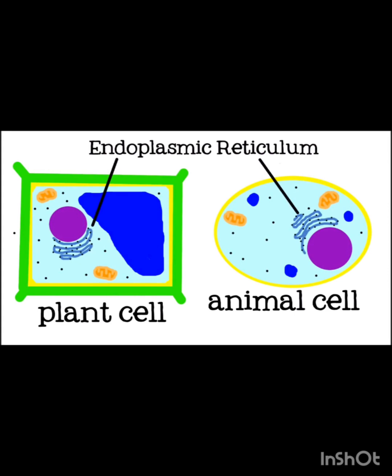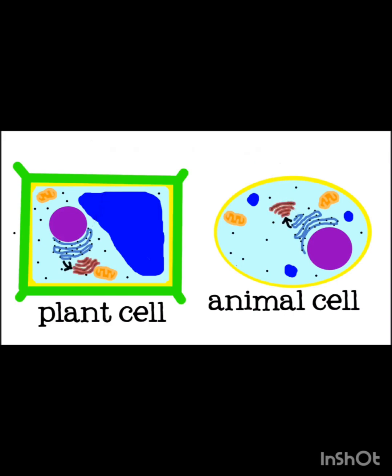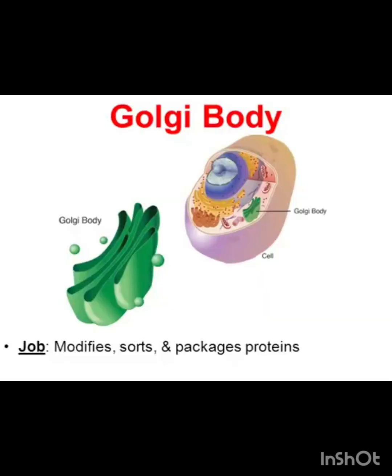Now endoplasmic reticulum. It is a network that transports substances within the cell. Okay, it means it transports proteins produced by ribosomes to Golgi bodies. And what do these Golgi bodies do? They package and sort substances and then send them out of the cell. Means inside the cell, whatever is done, they do packaging of those materials and then send them out of the cell. This is the function of Golgi bodies.